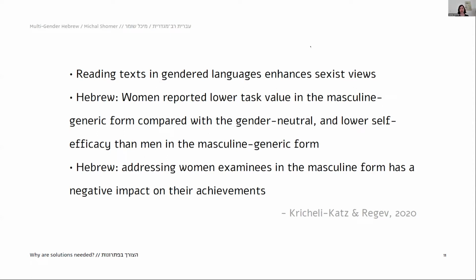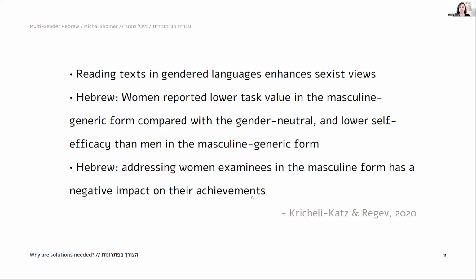And after this study was published, Tel Aviv University and Haifa University and other institutions have already instructed their teams to rewrite the entire exams, task materials to be written in the plural imperative form. And also very recently, the Ministry of Education in Israel announced, we'll see if it's going to happen, that the Bagrut exams, the final exams that high school students take, will also be written in the plural imperative form.